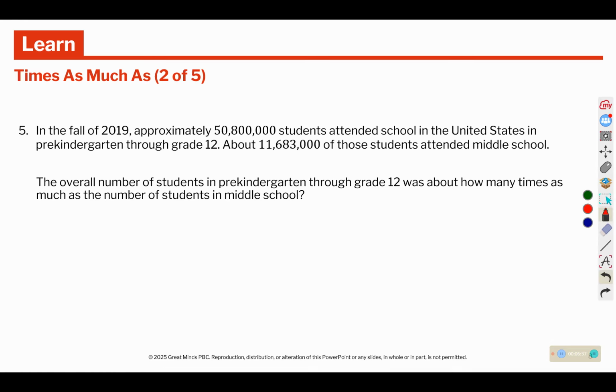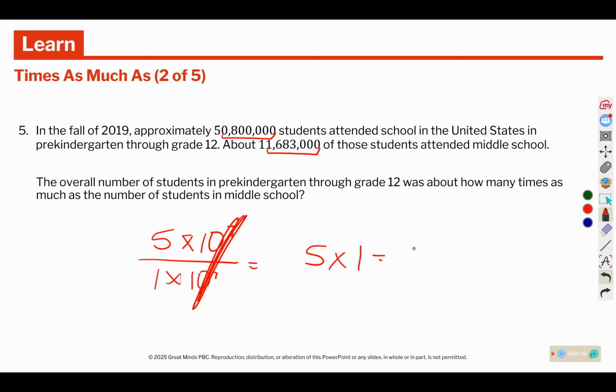So let's rewrite these, approximating. This would be 5 times 10 to the 7th. We have 1, 2, 3, 4, 5, 6, 7th power. And then we have 1 times 10 to the 7th power. 5 divided by 1 is 5. 10 to the 7th divided by 10 to the 7th is just 1. So it's about 5 times as many as the number of students in middle school.